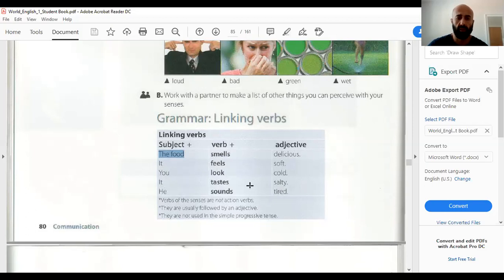It tastes salty. Every day you cook very nice, but your last food was very salty. It tasted very salty. So tasted, you can make it past tense. And then finally, he sounds tired, and then you can say, I saw him yesterday. He sounded very tired. He sounded tired.